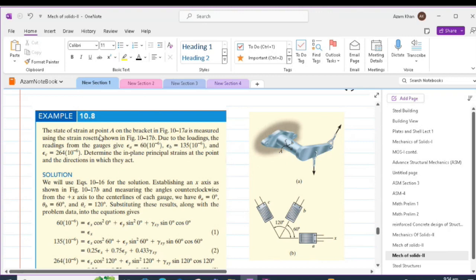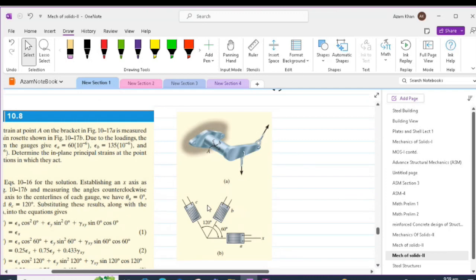The state of strain at point A on the bracket shown over here is measured using the strain rosette shown in figure B. Due to the loadings, the readings from the gauge give epsilon A equal to 16 into 10 raised to power minus 6, epsilon B equal to 135 into 10 raised to power minus 6, and epsilon C equal to 264 into 10 raised to power minus 6. Determine the in-plane principal strains at the point and the directions in which they act.